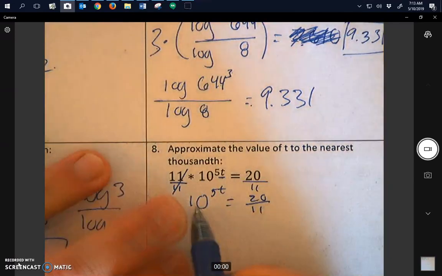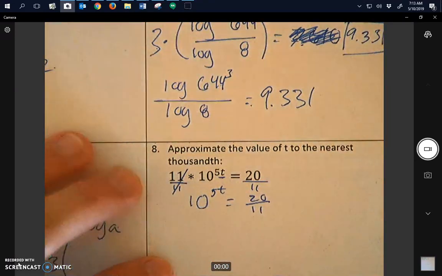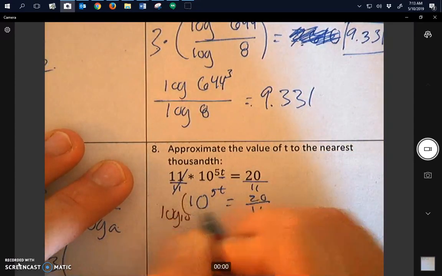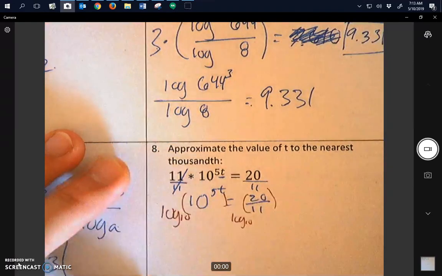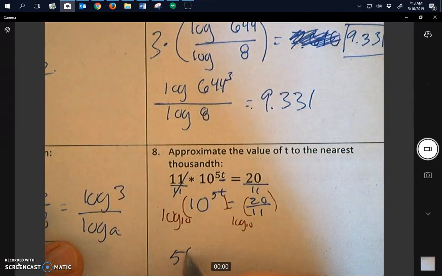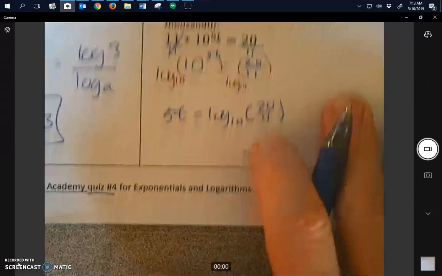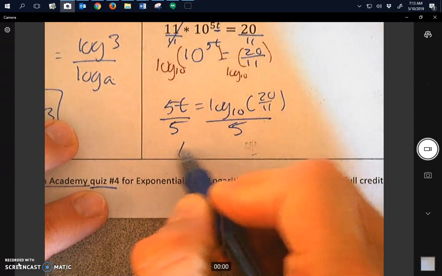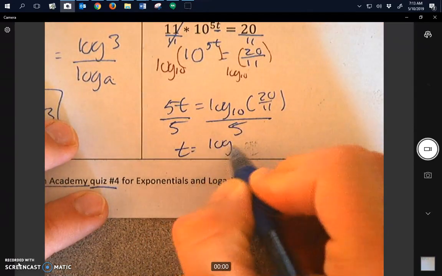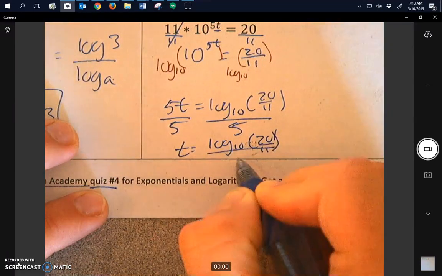The next thing we want to do is to get rid of this base, so we take the log base 10, since the base right there is 10, and we can rewrite it as 5t is equal to log base 10 of 20 over 11. And our final step is to divide both sides by 5. So t equals log base 10 of 20 over 11, all over 5.